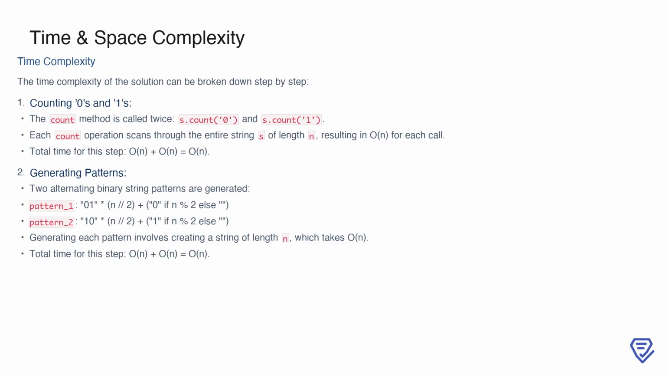Next, we generate two alternating binary string patterns, pattern_1 and pattern_2. Each pattern is created to match the length of the input string, and since this involves constructing strings of length n, the time complexity for generating both patterns is O(n). Thus, the time complexity for counting and pattern generation combined is O(n).